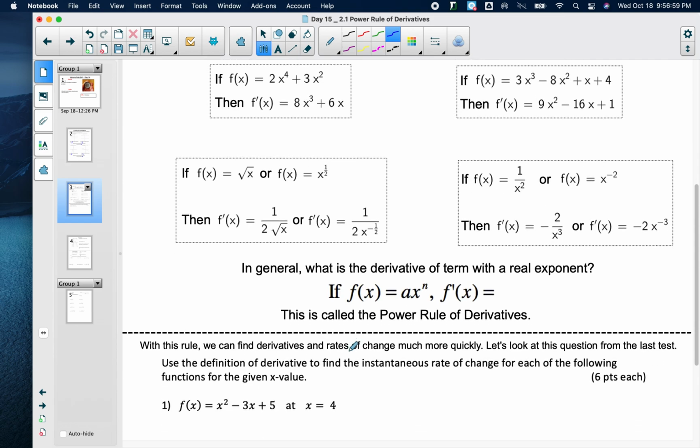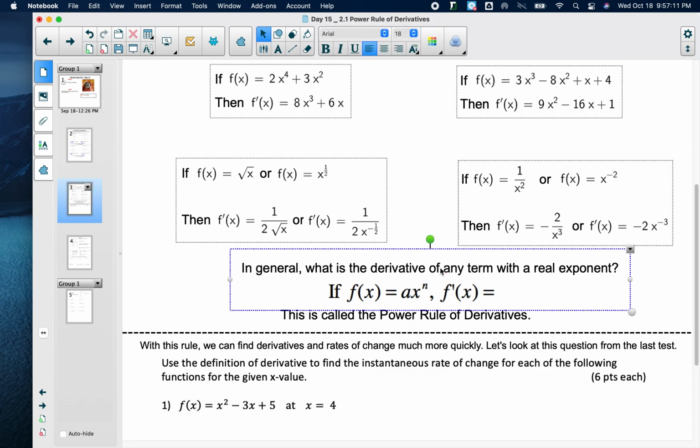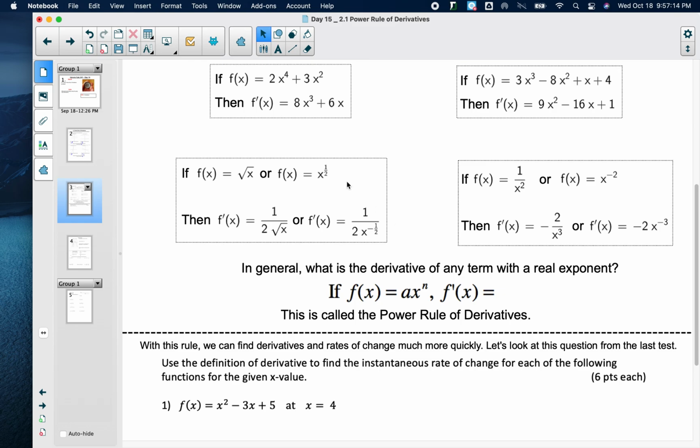So, in general, what is the derivative of any term with a real exponent? Okay, so let's see if you figured this out. Drum roll, please. If f of x equals ax to the n, f prime of x is n times ax to the n minus 1 power.